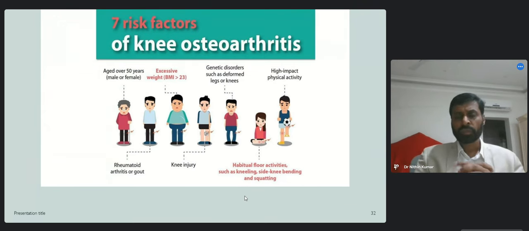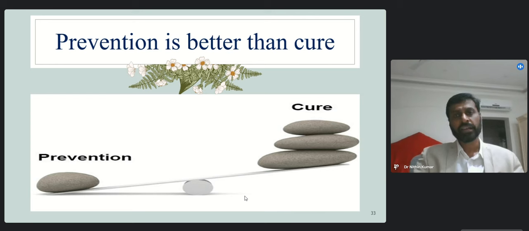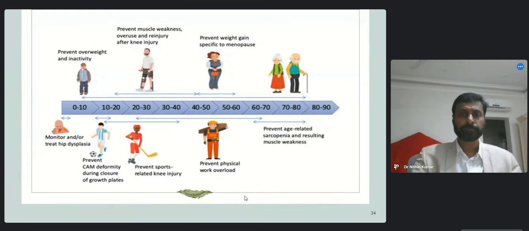Later on in life, after you reach 40 or 50 years of age, make sure you do good strengthening of your muscles to protect your knee. These are the preventive factors. Prevention is definitely better, because once arthritis has settled in, it's not going to go back. There are no procedures to bring back the cartilage that is gone. No surgery can bring back the cartilage that is worn out. And hence, prevention is of utmost importance over here.